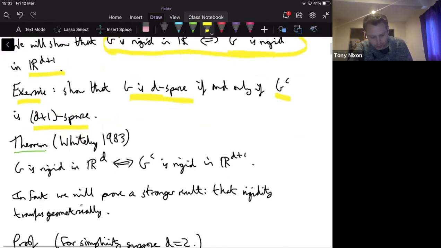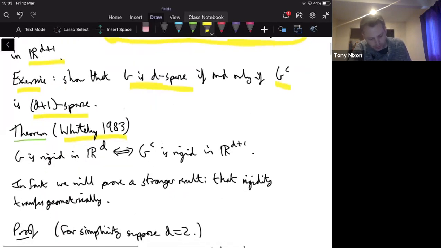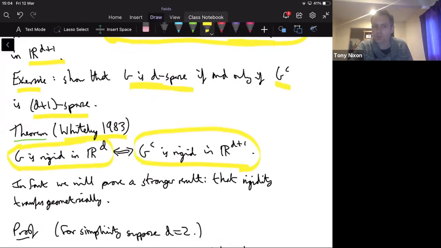Coning was introduced to rigidity in a paper about one-story buildings, I think, by Whiteley in the 80s. And what he showed is exactly what I was just saying. The theorem of Whiteley is that the graph is rigid in D dimensions if and only if the cone graph is rigid in R^(D+1). In fact, what Whiteley proved is a bit stronger than what I've written here, which is the generic statement. There is a generically rigid realization of G in R^D if and only if there is a generically rigid realization of the cone in R^(D+1).